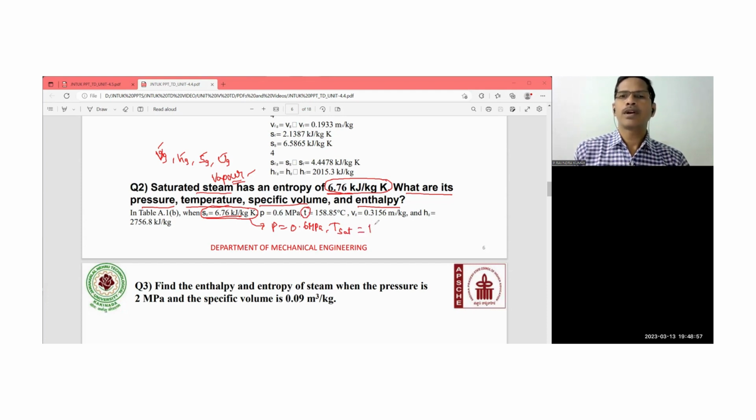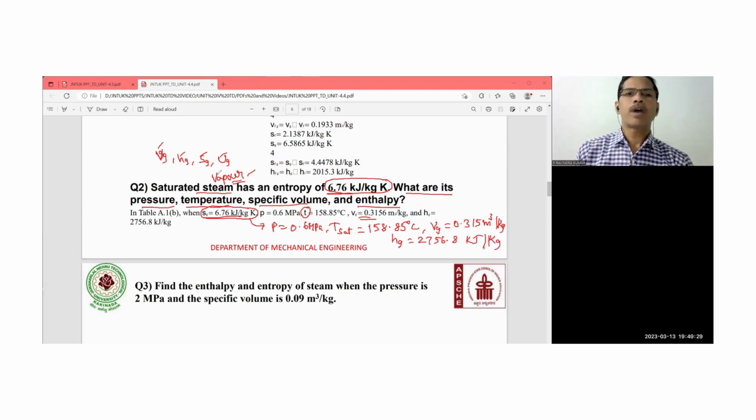That value is 158.85 degrees centigrade, and the Vg is equal to 0.315 meter cubed per kg, and the Hg value is 2756.8 kilojoule per kg. So from the steam tables, you have to keep these things with you.